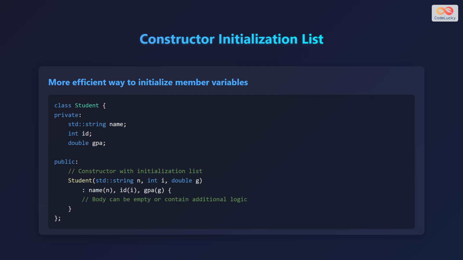A constructor initialization list provides a more efficient way to initialize member variables directly in the constructor. Consider a class Student with private members name, id, and gpa. The constructor Student with initialization list takes string n, int i, and double g. After the parameter list, a colon is used, followed by name(n), id(i), gpa(g), to initialize the respective private members of the class.